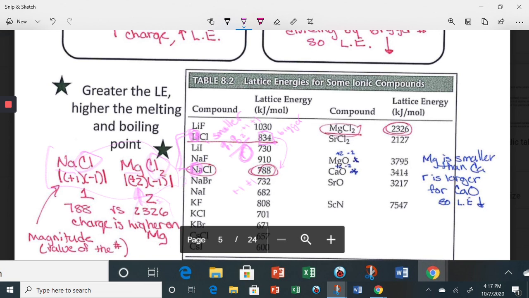If we look at these two, magnesium is smaller than calcium, so the value is going to be bigger. It's not that much smaller, and the charge hasn't changed that much. So it's just the radius that contributes there. Okay, and guys, you have to know this. You have to be able to explain. That is key. So think it out. I know I'm getting kind of long-winded here.